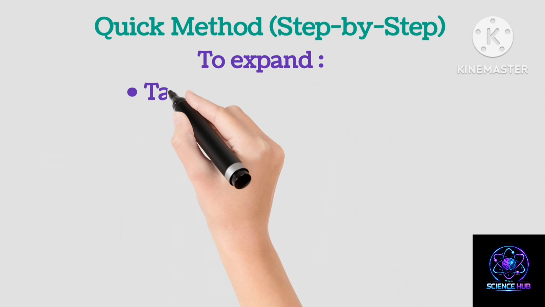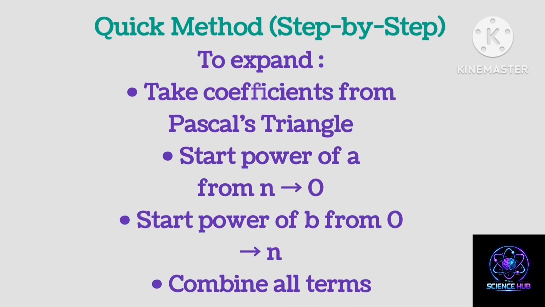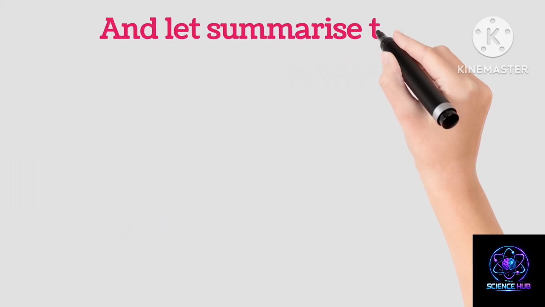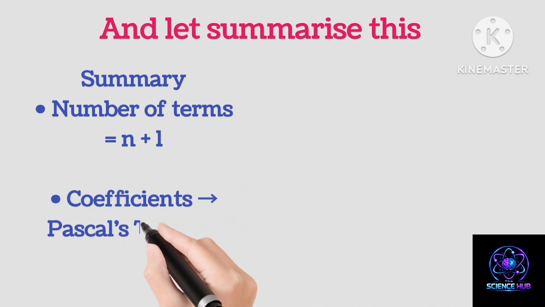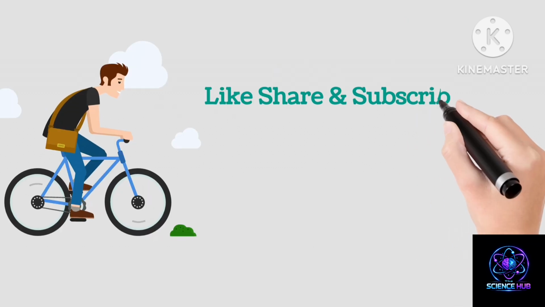Quick method, step by step. To expand (a + b)^n, take coefficients from Pascal's triangle, start power of a from n to 0, start power of b from 0 to n, and combine all terms. And let's summarize this. Number of terms equals n + 1, coefficients equal Pascal's triangle, power of a decreases, power of b increases.